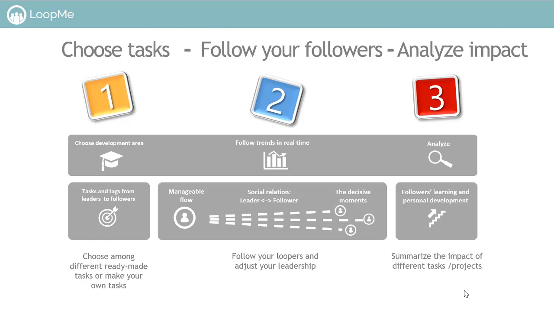LoopMe works as a system like this. First, you choose a number of different tasks that are within a certain development area, and then you give this to a number of people, and then you can follow these people when they do the tasks, and it becomes like a social relation between a leader of some kind and the followers. And then you can capture the decisive moments for people doing different development tasks. And as a leader of it, you get a manageable flow about what is going on. And then afterwards, you can analyze what happened, and you can see the learning and personal development that happened.